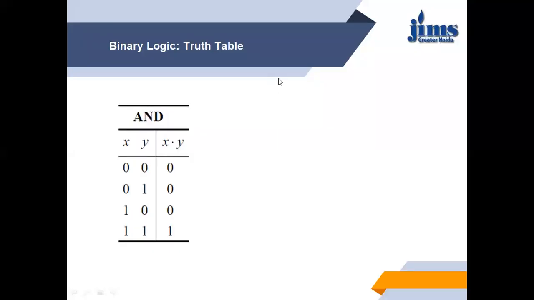So total 4 combinations, and the range will be from 0 to 2 to the power n minus 1, 0 to 3, just like we are doing in a base 2 or base 4 number. So the combinations are 0, 0, that is 0; 0, 1 that is 1; 1, 0 that is 2; 1, 1 that is 3. So when we go with the definition of x and y, x and y is equal to 1 when both inputs are 1. So for 0, 0 its value is 0, 0, 1 its value is 0, 1, 0 value is 0, and when x and y both are 1, then the output z equals to x and y will be 1.